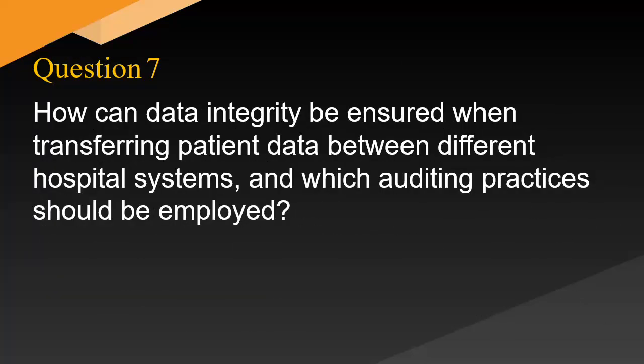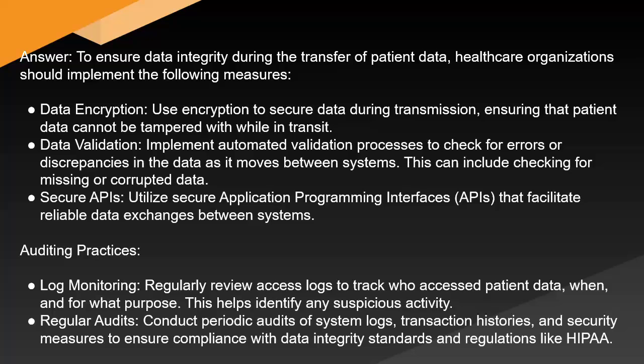How can data integrity be ensured when transferring patient data between different hospital systems, and which auditing practices should be employed? Answer: to ensure data integrity during the transfer of patient data, healthcare organizations should implement the following measures: data encryption. Use encryption to secure data during transmission, ensuring that patient data cannot be tampered with while in transit. Data validation. Implement automated validation processes to check for errors or discrepancies in the data as it moves between systems. This can include checking for missing or corrupted data. Secure APIs. Utilize secure application programming interfaces (APIs) that facilitate reliable data exchanges between systems.